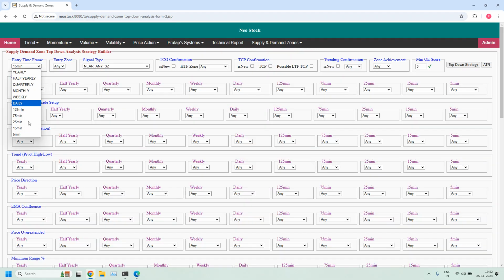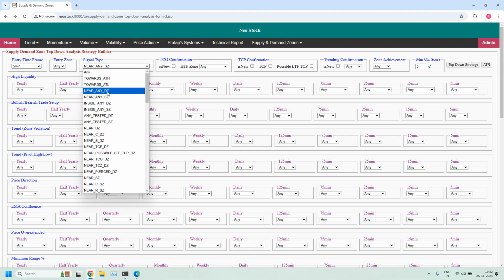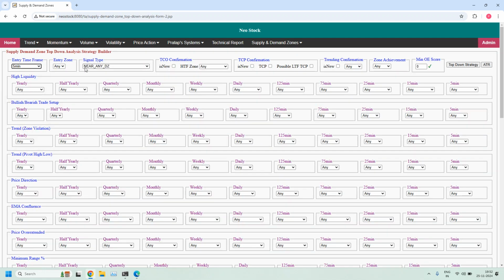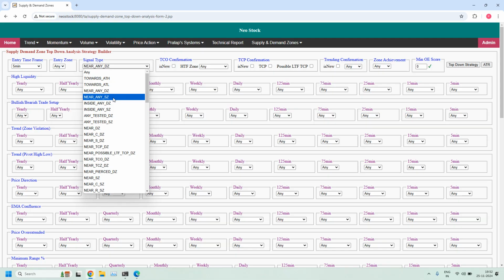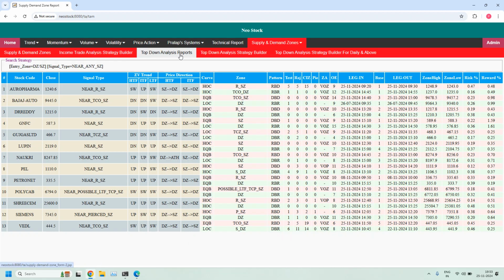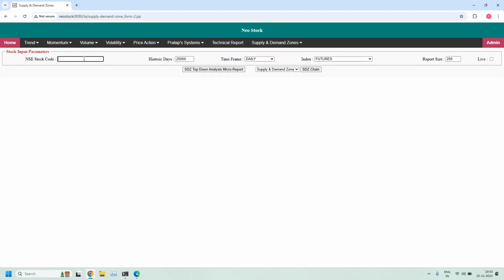Next time frame is 5 minutes, stocks near 5 minutes demand zone. 2 stocks are filtered. Next 5 minutes time frame, stocks near 5 minutes supply zone. 13 stocks are filtered. So this is about stocks near demand and supply zones, also identified daily and 75 minutes high liquidity zones. Next, let us generate NIFTY and BANKNIFTY supply demand zone chain.